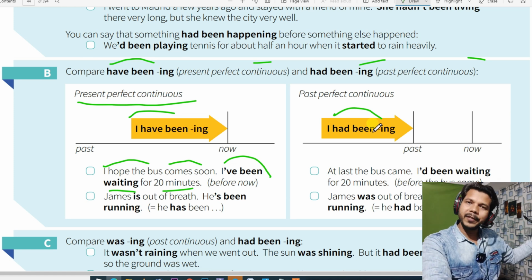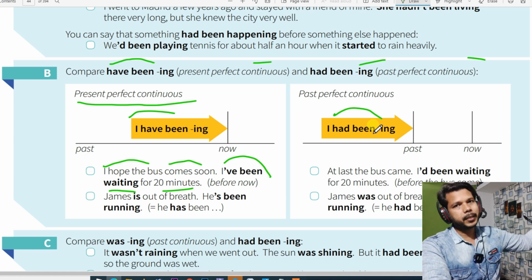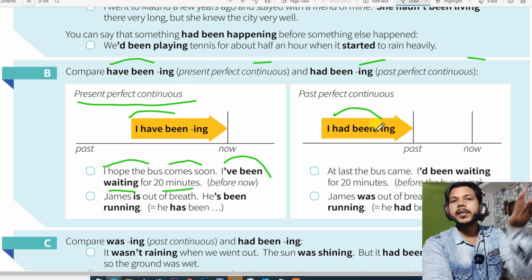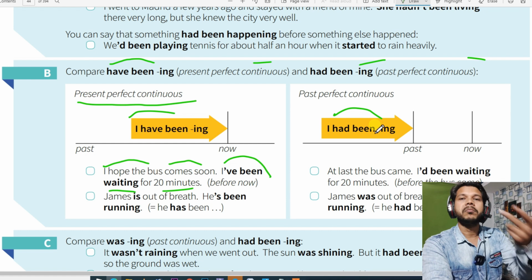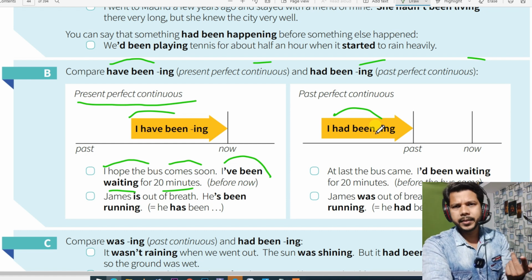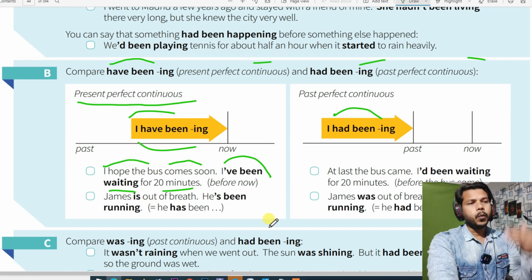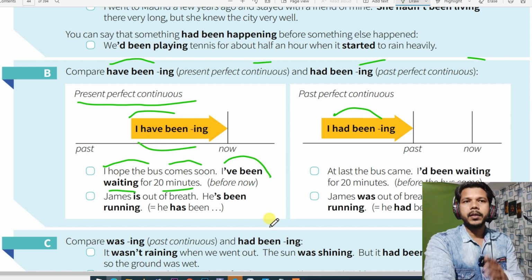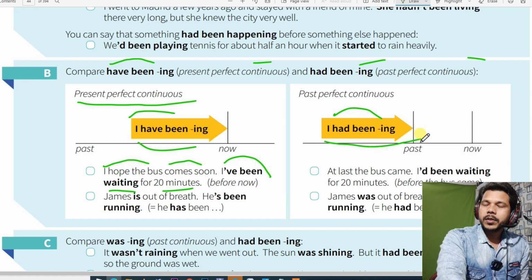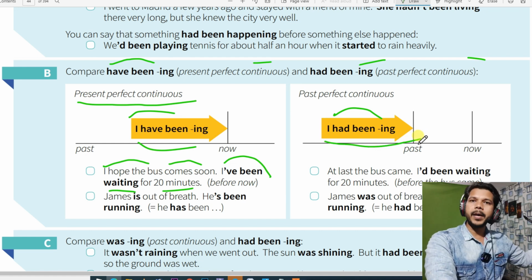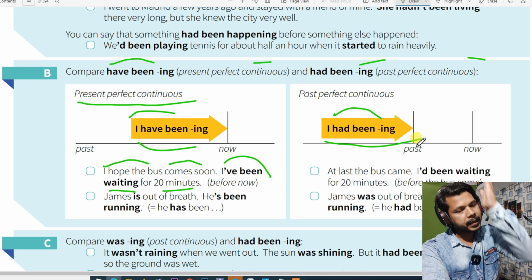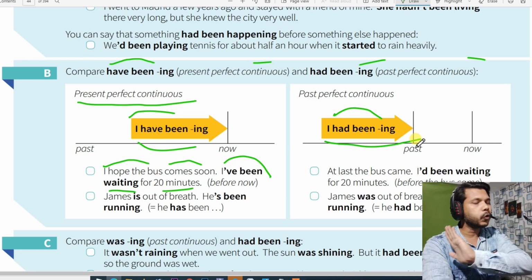Means you must have started waiting sometime back in the past. You must have continued it for some time, maybe half an hour or 1 hour. After that you ended just because the bus came. That's why you ended. Or you may have gone somewhere else. So in present perfect continuous, in have been, has been, work is not done, still going on. In past perfect continuous, though the work started in the past, continued for some period of time, but ended, stopped, now no longer going on.